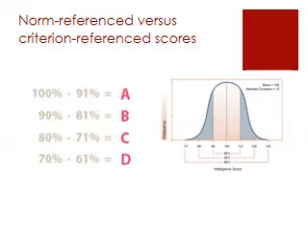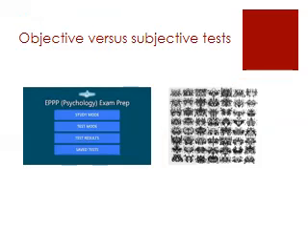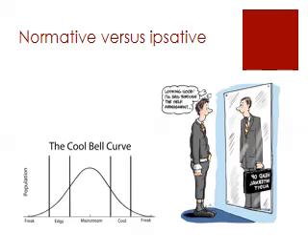Here's an example of norm. Percentage correct is criterion, and norm you can see on this bell curve. Objective tests and subjective. This is normative versus ipsative, comparing to others versus comparing to the self.